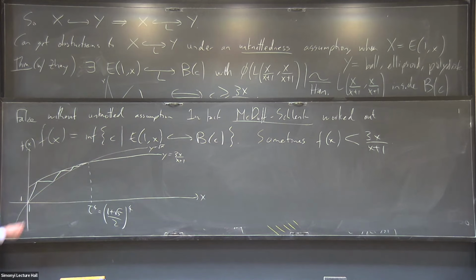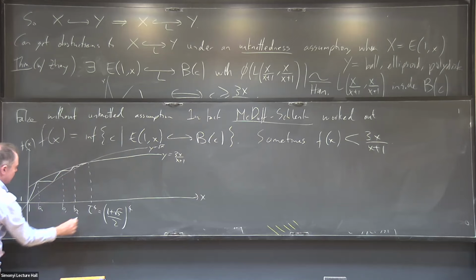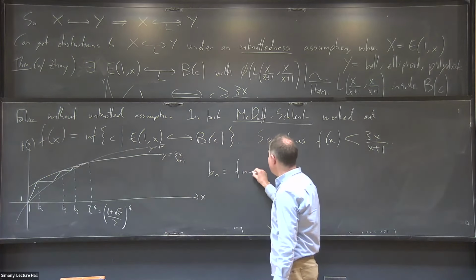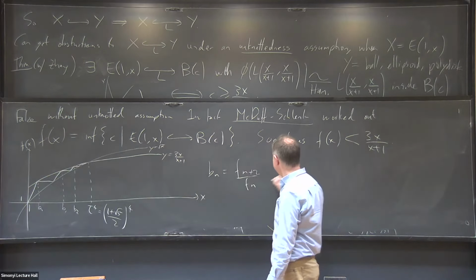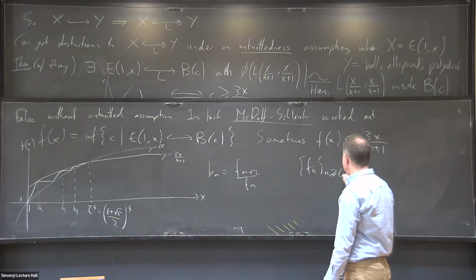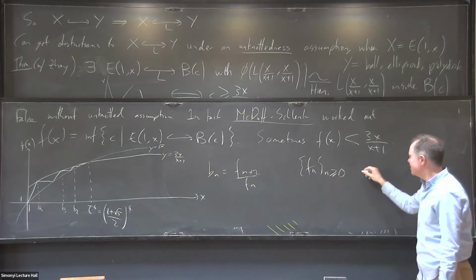In fact, we even know what these numbers are. I think this is called B0, where it hits the 3x over x plus 1, B1, B2. So Bn is F(n+2) over F(n). So these are the odd index Fibonacci numbers.